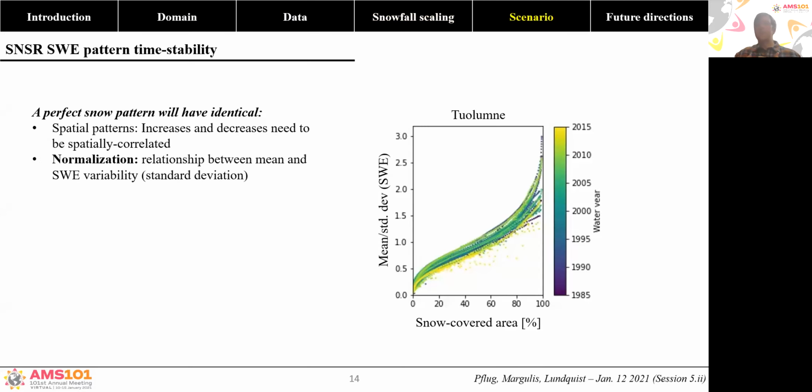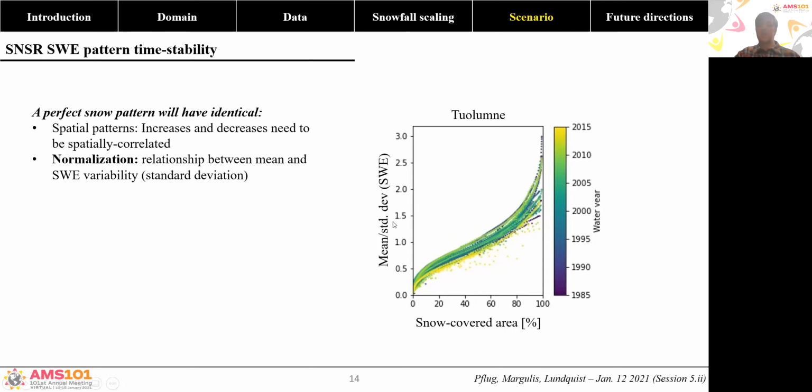In real time, we need to be able to go back in time and find a pattern that was very similar. So a similar pattern will have spatial increases and decreases in snow water equivalent that are aligned in space or well correlated. And it'll also have identical normalization. What I mean by normalization is that it needs to have a similar relationship between the standard deviation or the variability of SWE and the mean SWE.